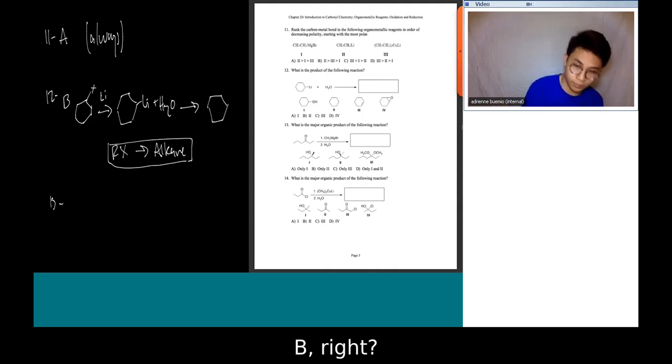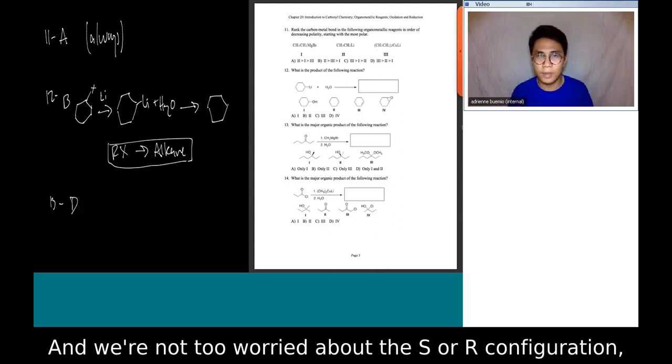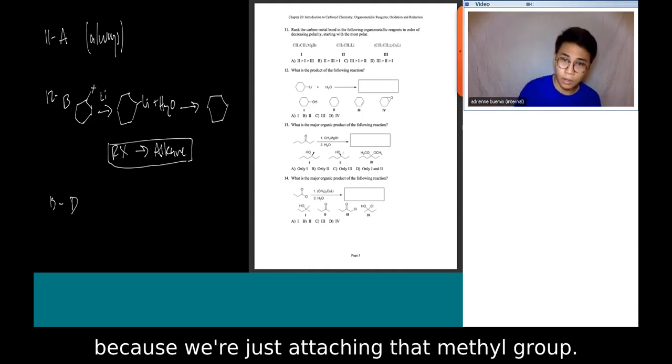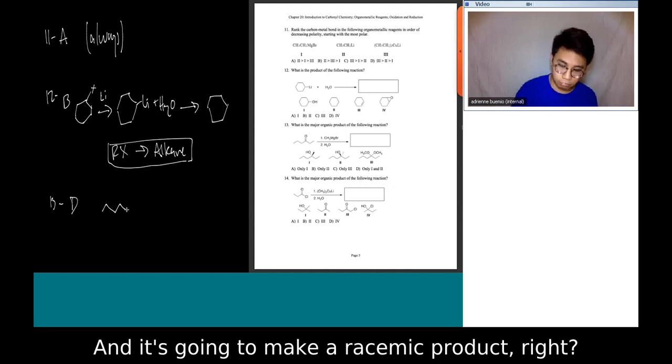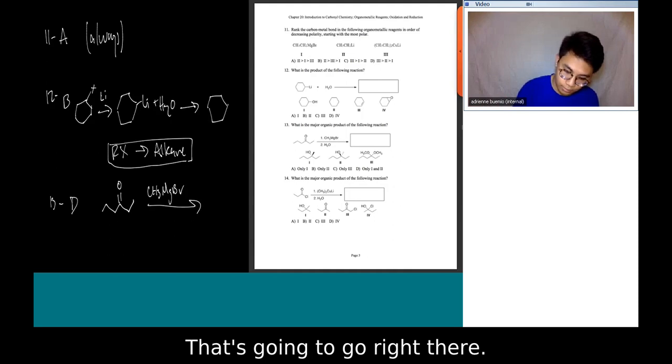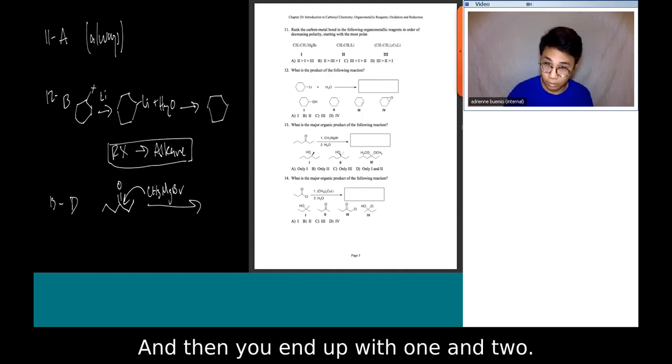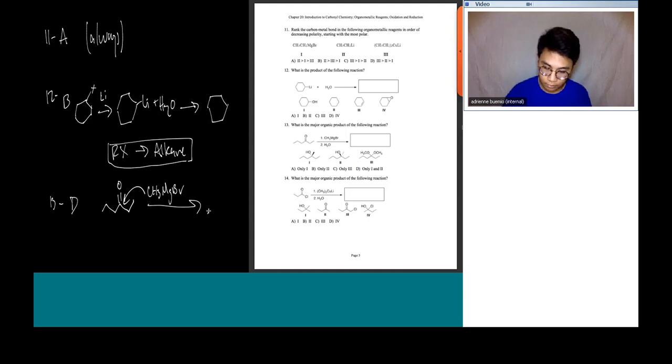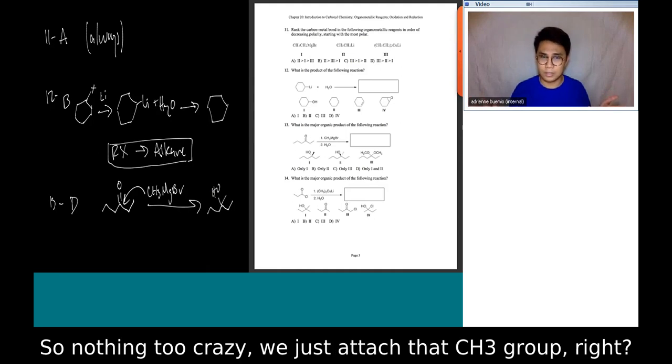D, right? And we're not too worried about the S or R configuration because we're just attaching that methyl group and it's going to make a racemic product, right? So let me put the MgBr, right? It's going to go right there. And that's it. And you end up with the alcohol, HO there, right? So nothing too crazy. We just attach that CH3 group, right?